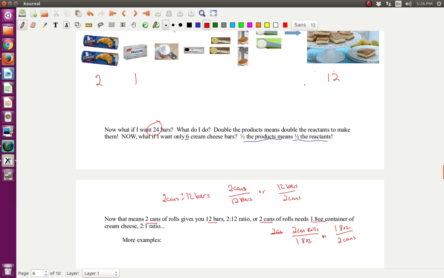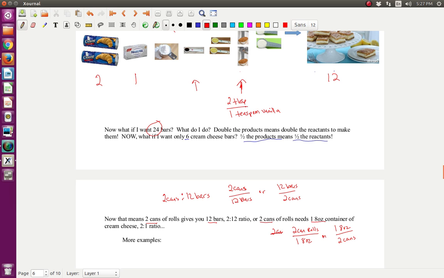So let's do some more ratios. What about the cinnamon to vanilla? Okay, this would be 2 tablespoons of cinnamon to 1 teaspoon of vanilla.